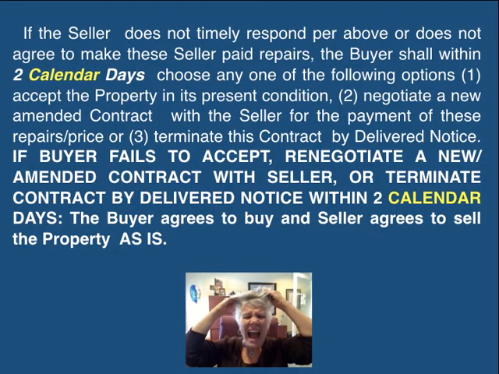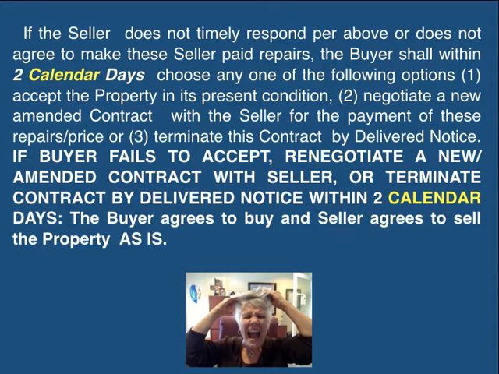Now let's look at what happens if the seller does not timely respond per above, or does not agree to make the seller paid repairs. The buyer shall within 2 calendar days choose any of the following options. So 2 calendar days after the date that the seller was supposed to respond, the buyer has 2 calendar days to make a decision. Number one, either accept the property in its present condition. 2, negotiate a new amended contract with the seller for the payment of the repairs or the price. Or 3, terminate this contract by delivered notice.